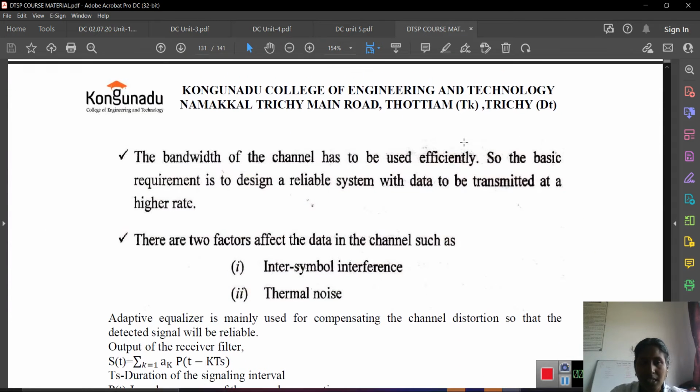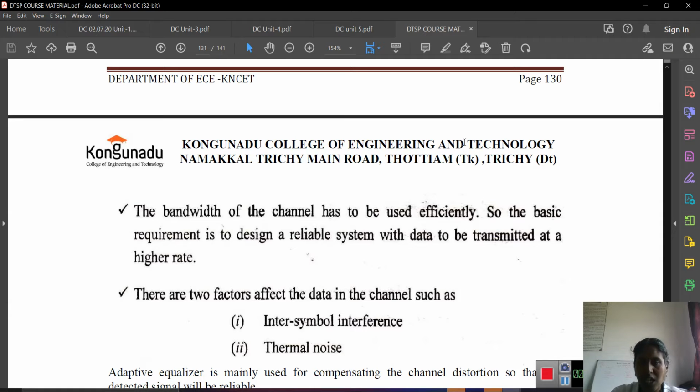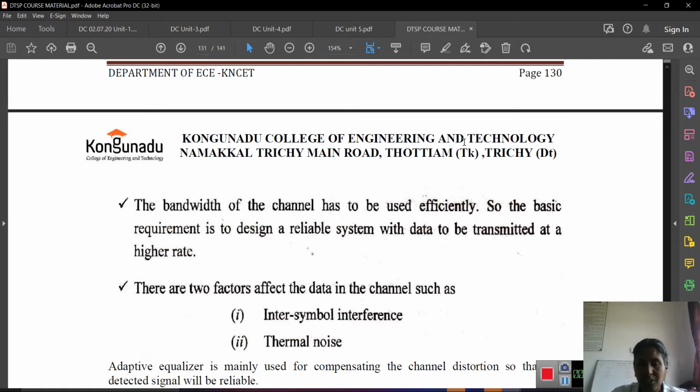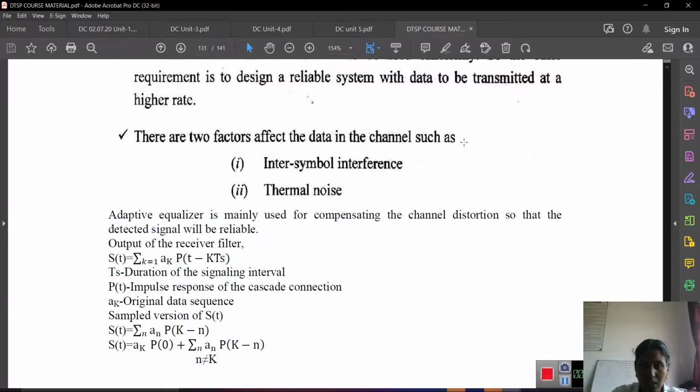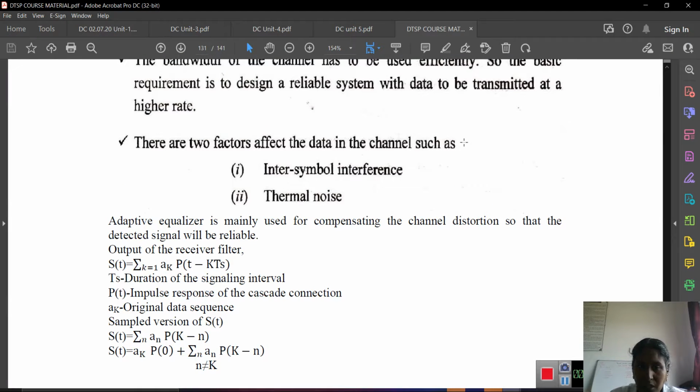Here the bandwidth of the channel has to be used efficiently. So the basic requirement is to design a reliable system with the data to be transmitted at a higher rate. There are two factors that affect the data in the channel: one is intersymbol interference, and the other is thermal noise. That could be calculated by using the algorithm. So the adaptive equalizer is mainly used for compensating the channel distortion, so that the detected signal will be reliable.